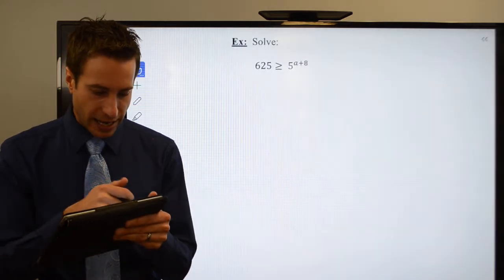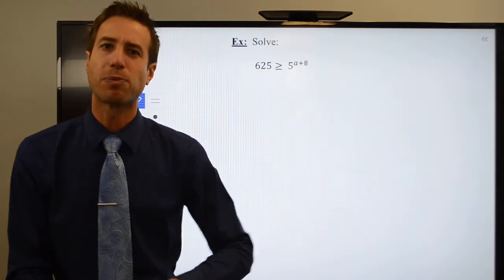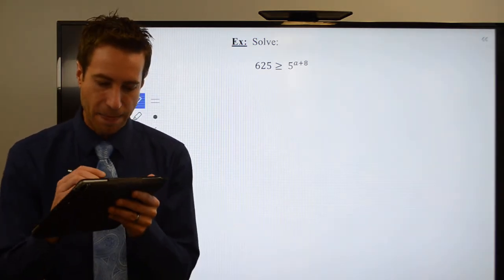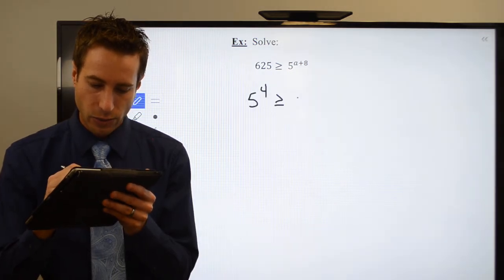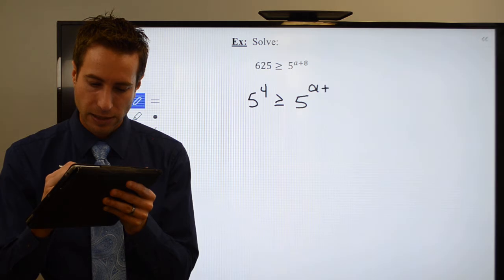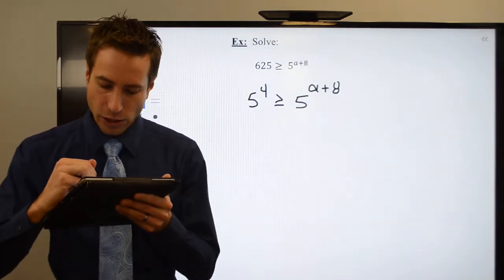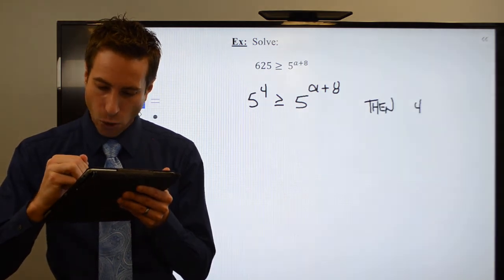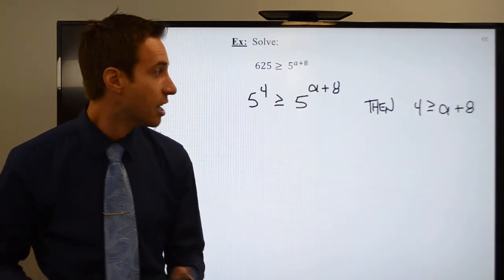I got this one right here for you. Again, we've got 625 and 5. Well, I think chances are probably pretty good I can rewrite the 625 as a 5, and it turns out I can. It's going to be a 5 to the 4th, greater than or equal to 5 to the a plus 8. Well, that wasn't really that tricky. My bases are the same, so we'll go ahead and set up our inequality. 4 is greater than or equal to a plus 8.